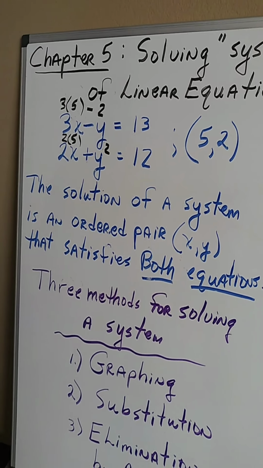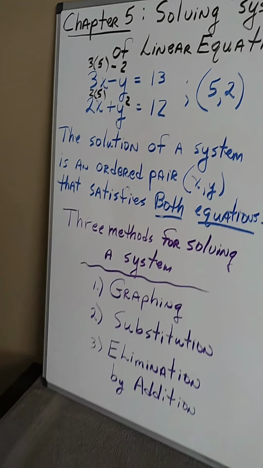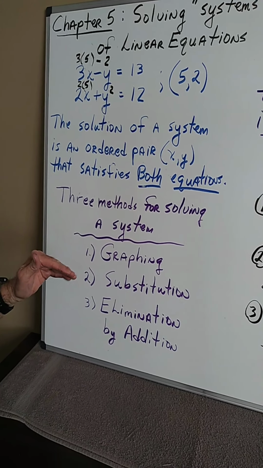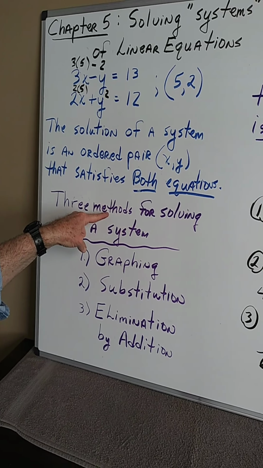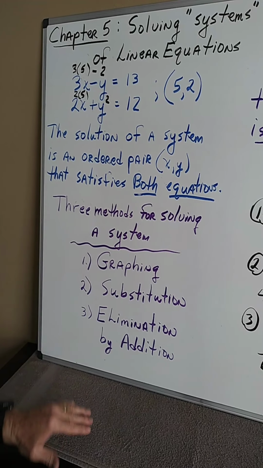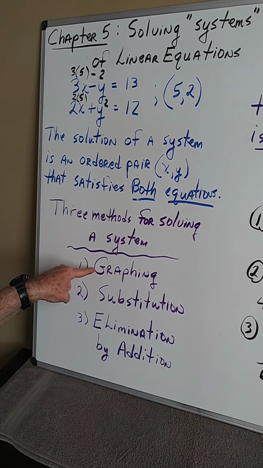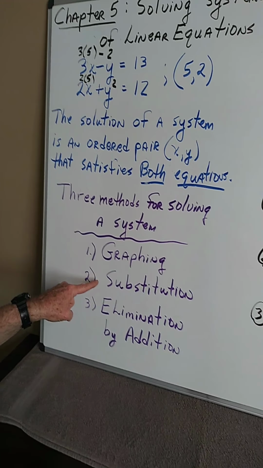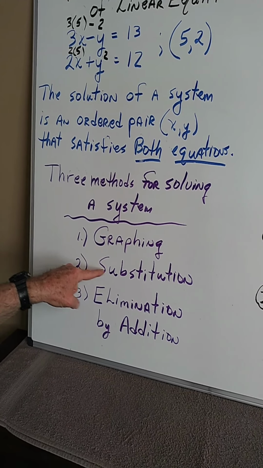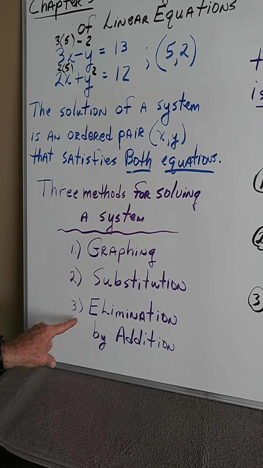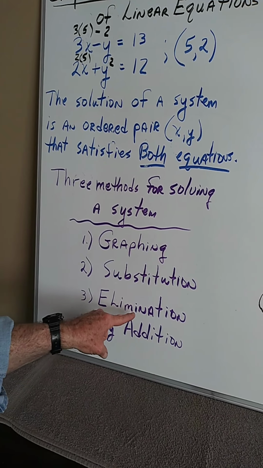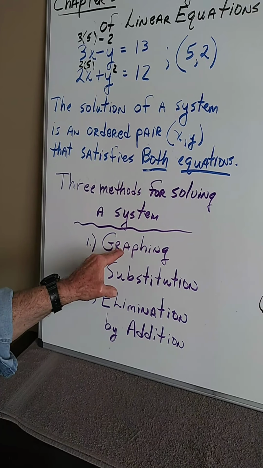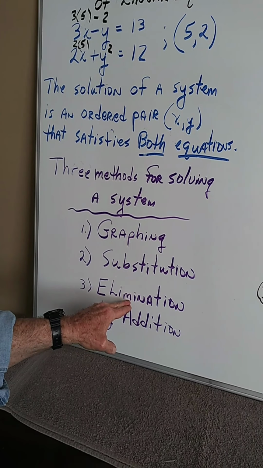Now, 5-1, 5-2, and 5-3 are going to concentrate on the different methods of how a system can be solved. 5-1 that we're going to look at today is the graphing method. Also today we'll look at 5-2, which is the substitution method, and 5-3, which is the elimination method that will involve addition. Graphing, substitution, and elimination.